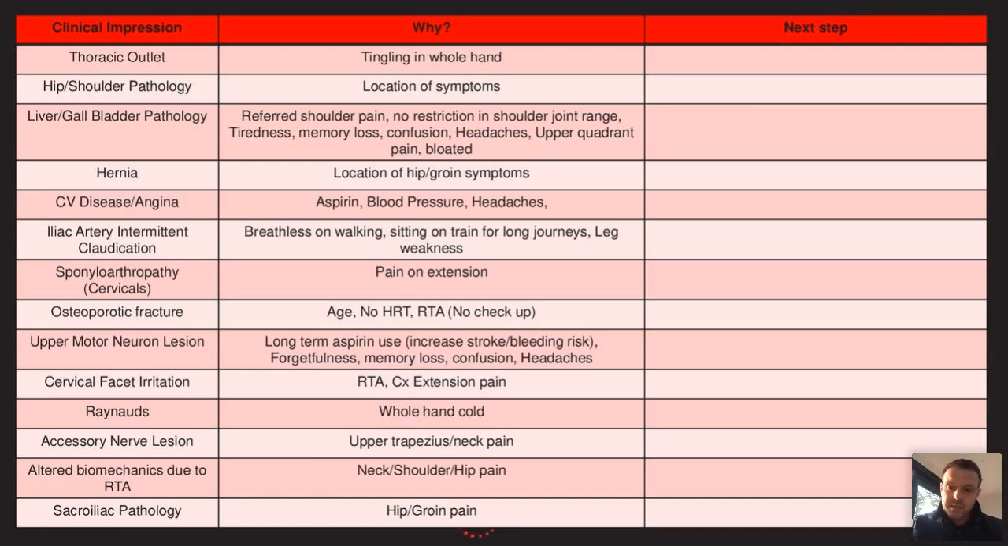Same for the hip as well. So is it the muscles around the hip? Some people mentioned hip flexors. It could have been the rectus femoris attachment. It could have been the glute attachments. It could have been adductors. And there's loads of things it could have been.